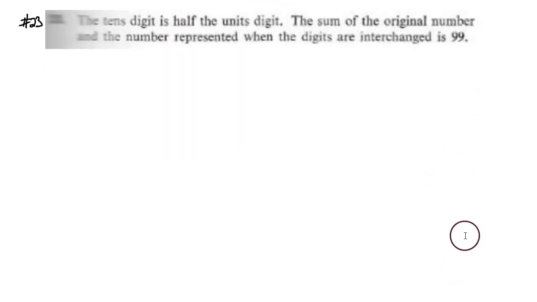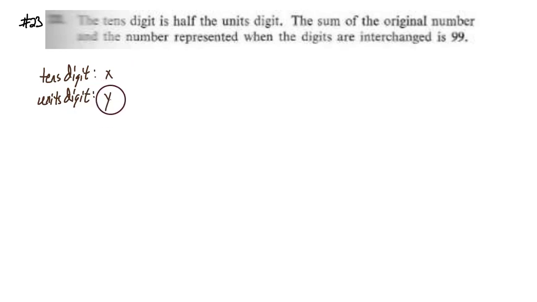Number 23. The tens digit is half the units digit. The sum of the original number and the number represented when the digits are interchanged is 99. So we have our tens digit and our ones digit. Or actually, they called it the units digit. Let's use x for this and y for this.